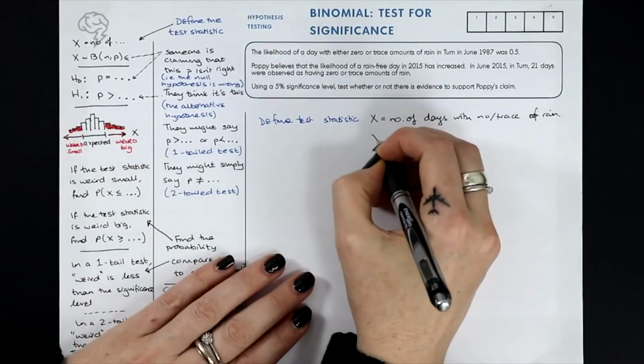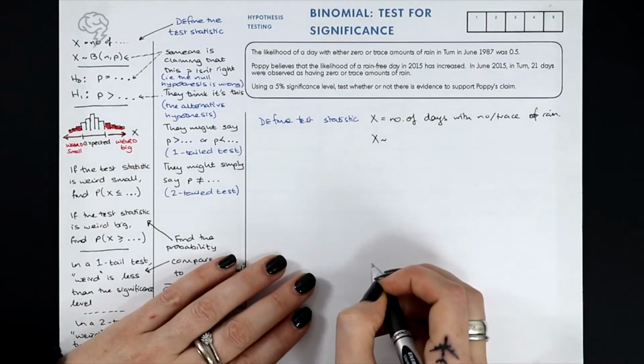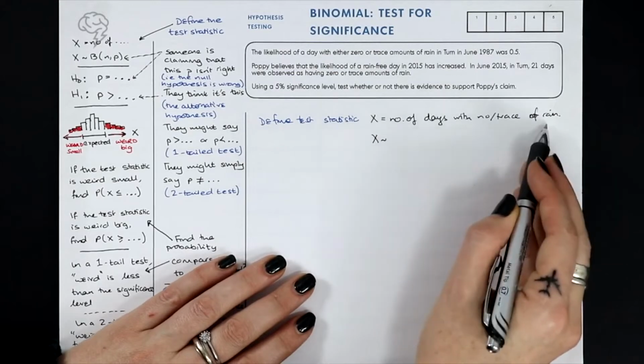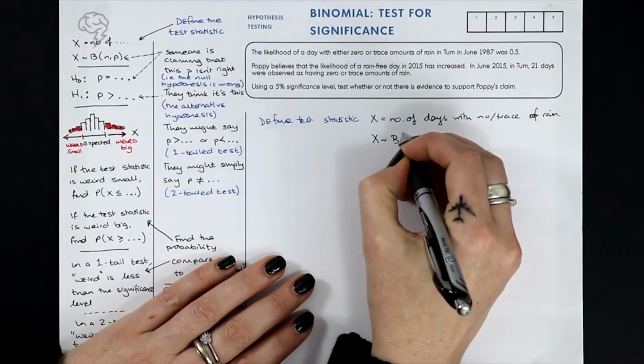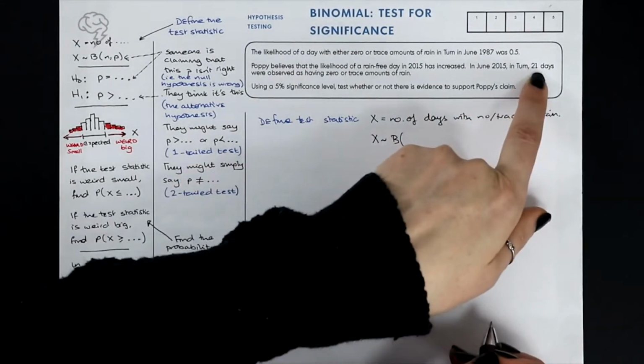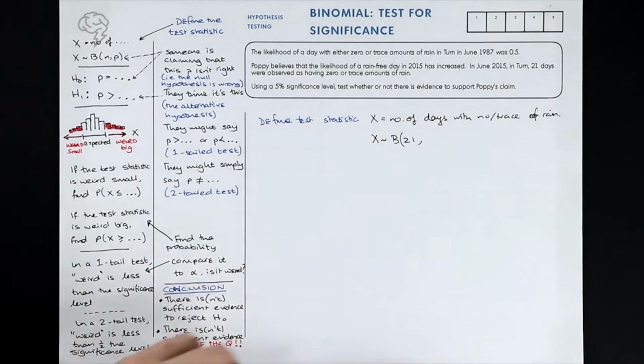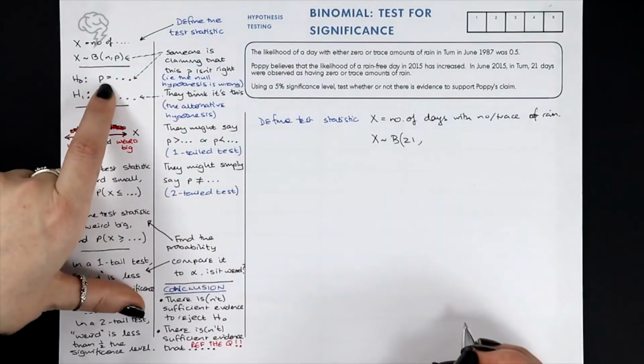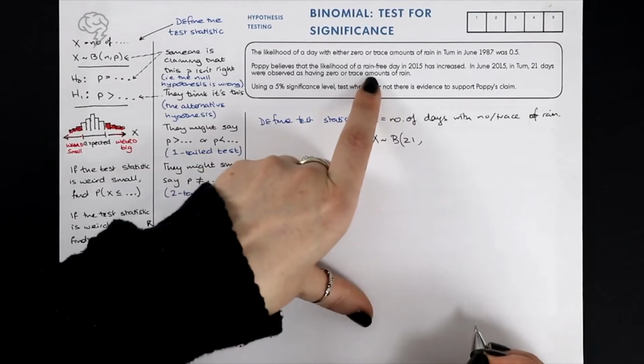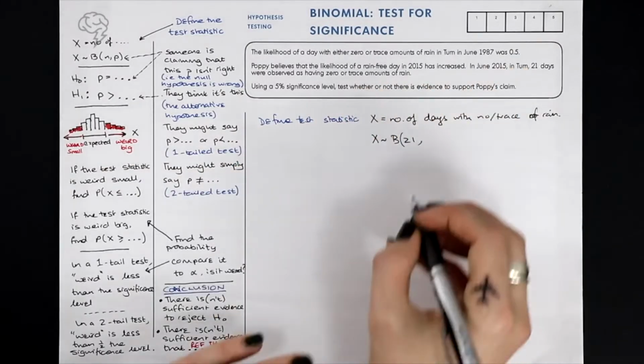How is it distributed? Well, each day does or does not have this amount of rain. So it's a binomial distribution, and we've got 21 days, and the probability, well, what we think is the probability, is that it hasn't changed. It's the same as it was before. It's 0.5.